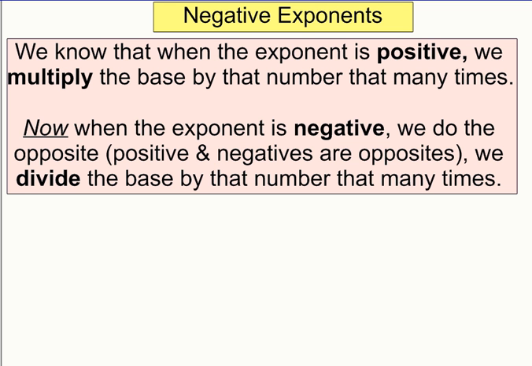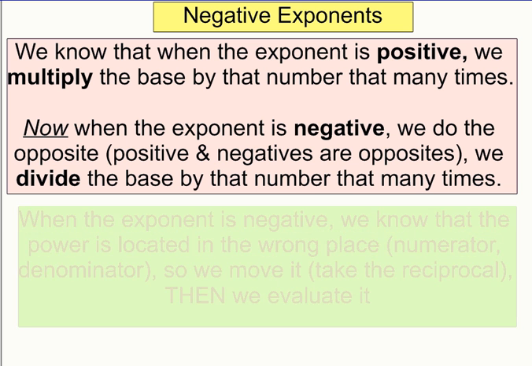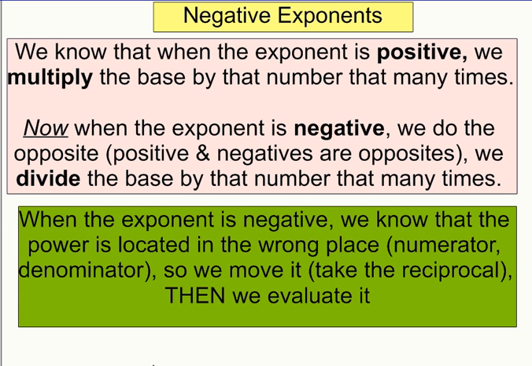Now that may seem a little bit confusing, so let me give you a little side rule that I've come up with. Basically, when the exponent is negative, we know that the power is basically located in the wrong place. Instead of being in the numerator, it should be in the denominator. So let's move it first. In other words, take the reciprocal of the number, then evaluate it. Once you take that reciprocal, that exponent becomes positive. You'll see what I mean here in a second.